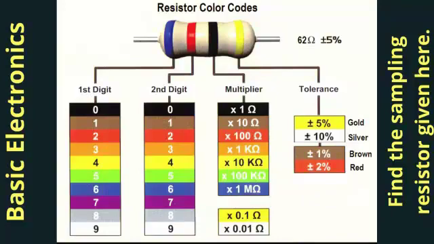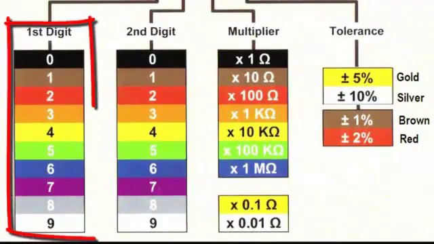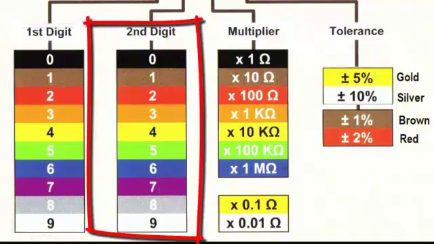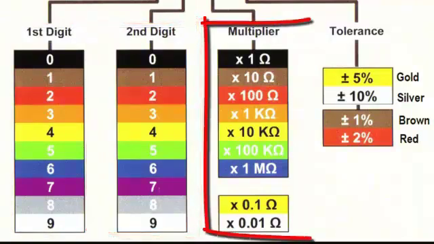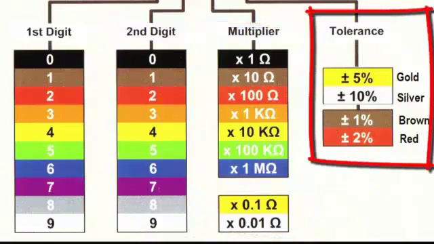Look at the table given here to find the colors and their values in detail. First color, second color and the third color for multiplication is shown in detail. First color. Second color. Third color for multiplication. Colors of tolerance.